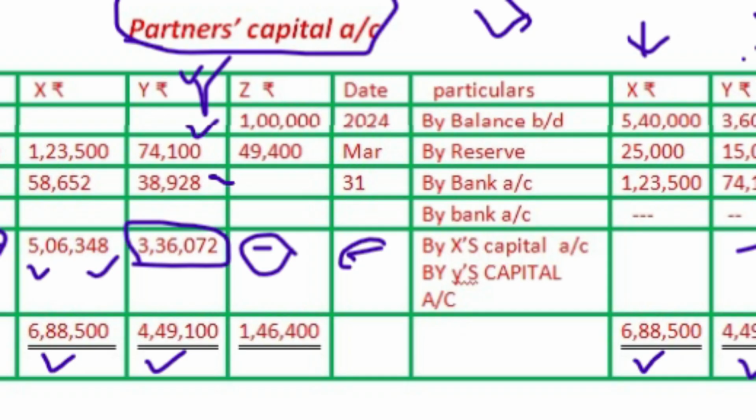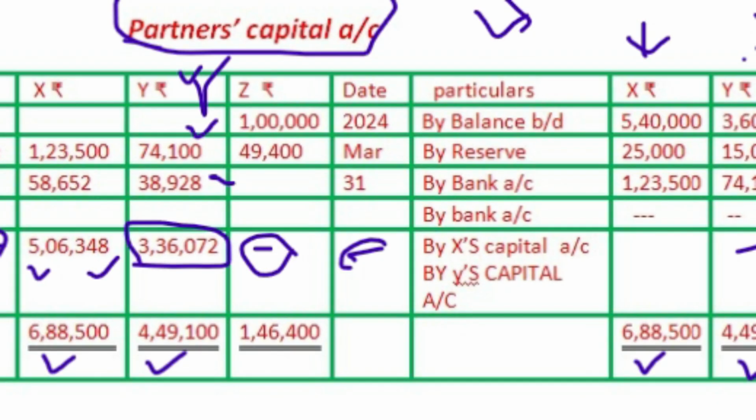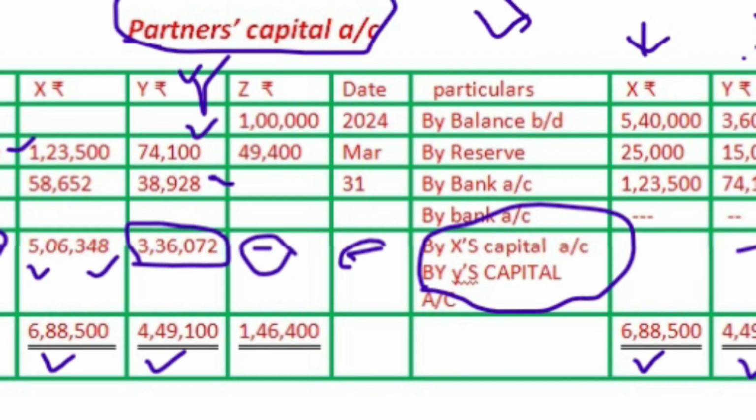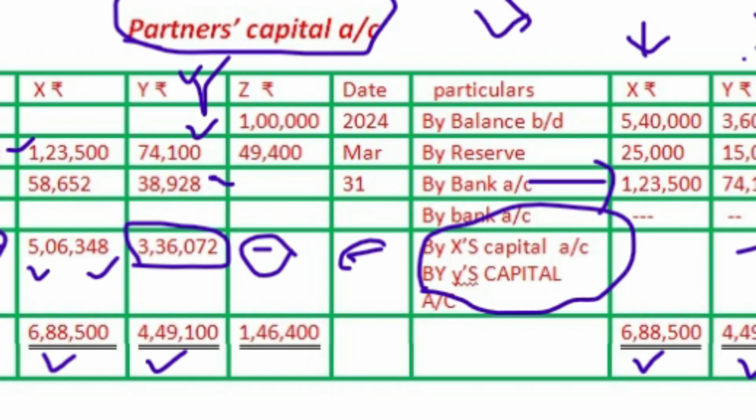Alright, so this is how the partners' capital account is prepared. The Garner versus Murray principle is that the insolvent partner Z's debit balance of capital will be shared by the solvent partners in the capital ratio, and the loss on realization they will bring in cash. These two facts you should always remember, the Garner versus Murray principle. In the partners' capital account, only the partners' capital account is adjusted.